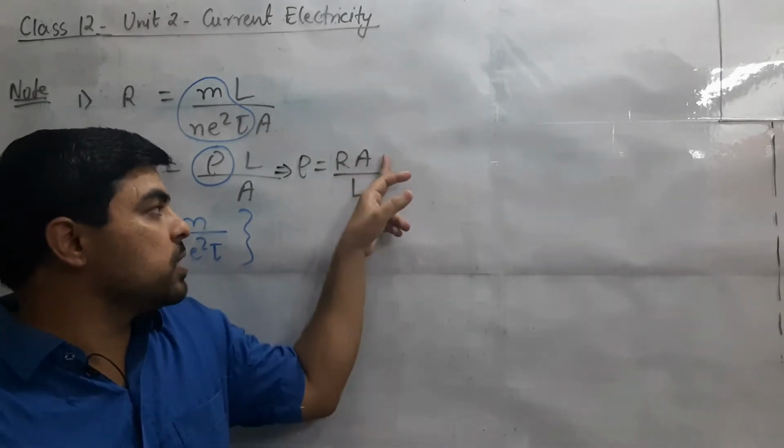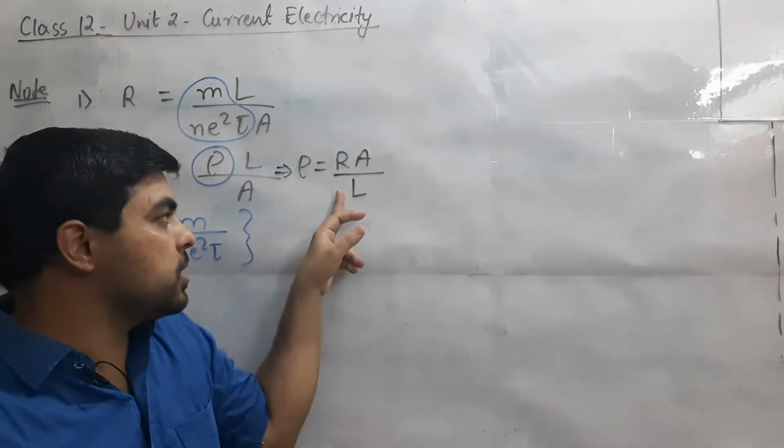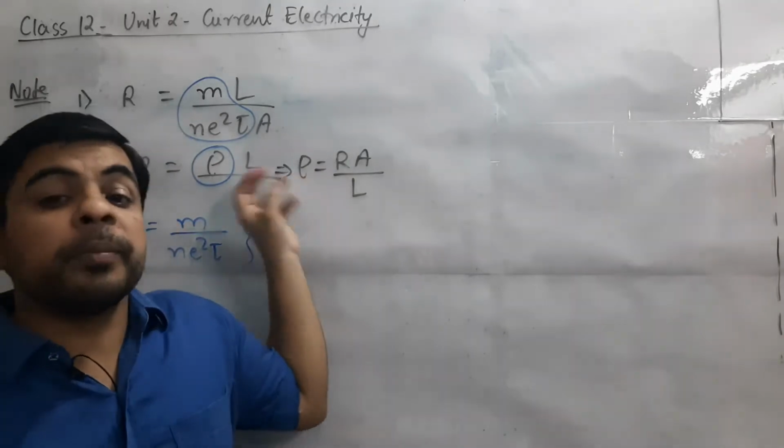So 2 and 2 will be cancelled. If length is doubled, R will be doubled, 2 and 2 will be cancelled. Or if L is tripled, R will be tripled, 3 and 3 will be cancelled. Value of rho will remain independent.